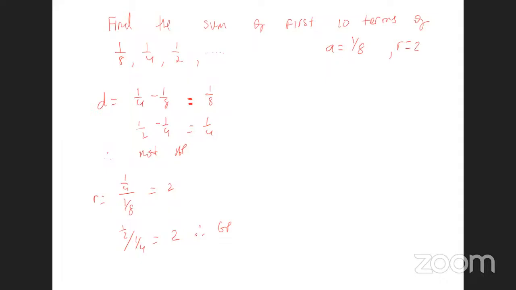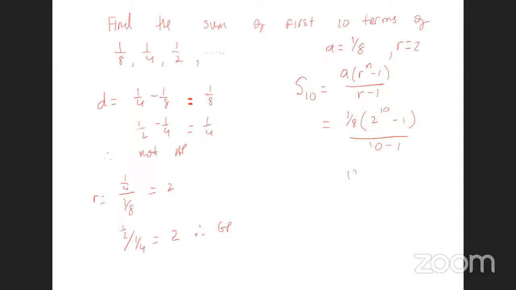All right, so let's see what you got. Sum of the first 10 terms is equal to A, remember R is more than 1, so it's R to the n minus 1 over R minus 1. A is 1/8, R is 2, and this is 10 minus 1.